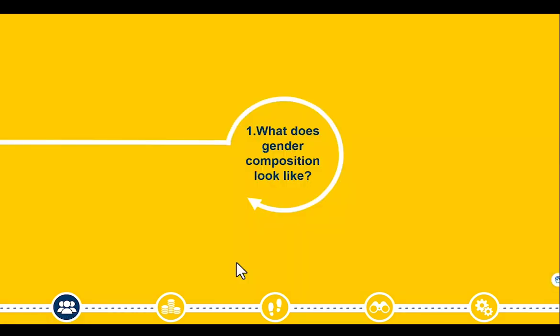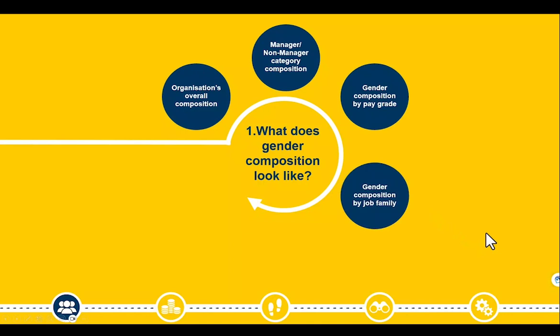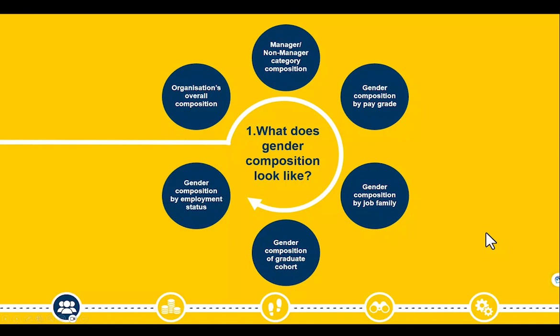If you think back to the first question on our list of 5, it was, what is the gender composition of the organisation? What does it look like? So we're going to look at a few metrics when we're looking at composition data, and those are the organisation's overall composition, the composition of the manager and non-manager groups, gender composition by pay grade, gender composition by job family, gender composition of the graduate cohort, and then the gender composition by employment status as well.